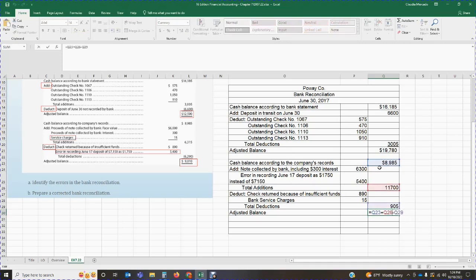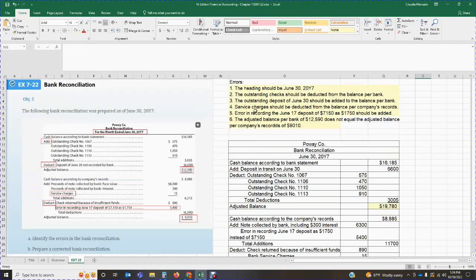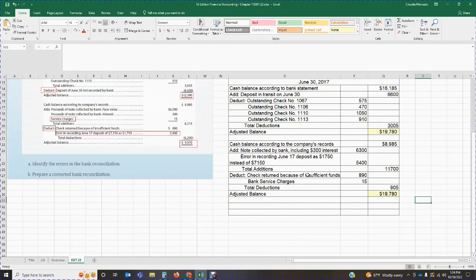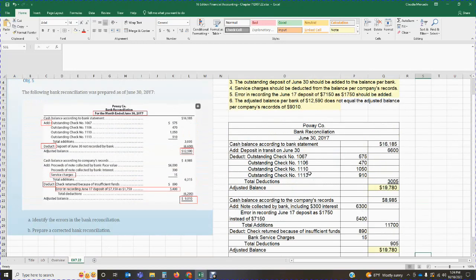So what did we do? We got the beginning balance plus my additions of 11,700 minus my deduction of 905. So if you can see now, my adjusted balances are correct. Both of them are 19,780. And I've reclassified all of the 6 errors that I found. I made those corrections on my reconciliation and I moved it to the appropriate columns so we can organize our information according to whether we need to add or deduct from our cash account.